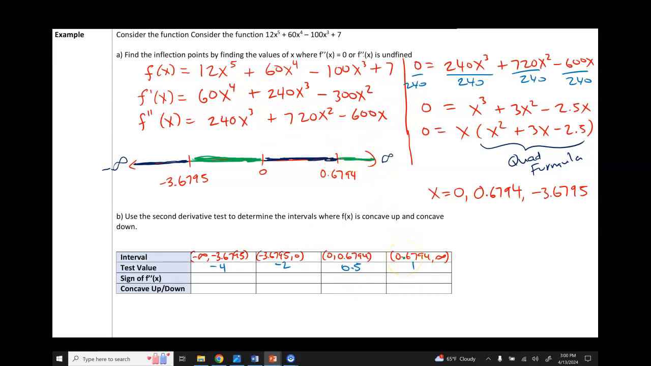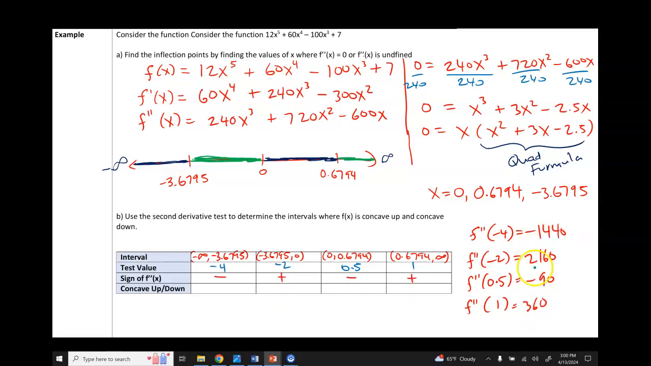Now remember, the second derivative tells us if the function is concave up or down. So in the second derivative, not the first, not the original function, we're going to plug in all these values of x, negative 4, negative 2, 0.5, and 1. Those are our test points. So just use Desmos.com or a scientific calculator, plug them in, and we get negative, positive, negative, positive. So anywhere where it's negative, it's concave down. Anywhere it's positive, it's going to be concave up.